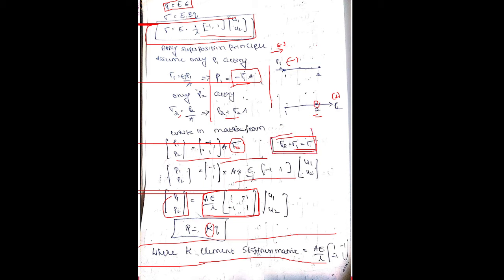And again, sigma means I can substitute back this equation here, and again you multiply these two, you will get this matrix into AE by L u1 u2. This is called the stiffness matrix. Is it clear? Yes. You have to memorize that.